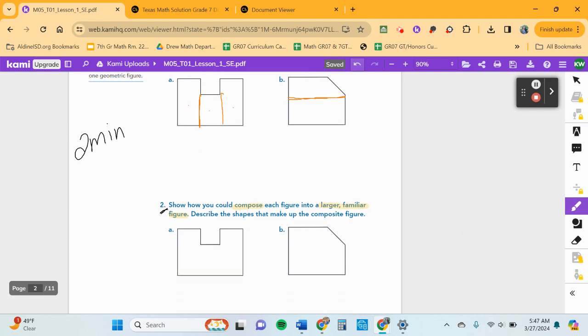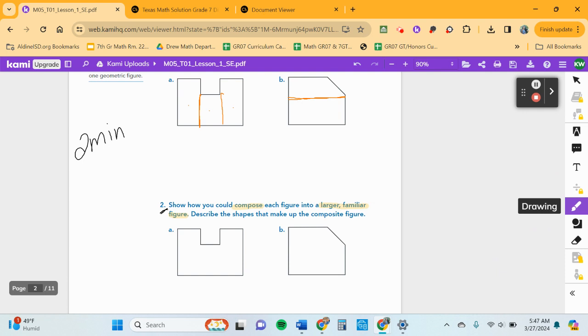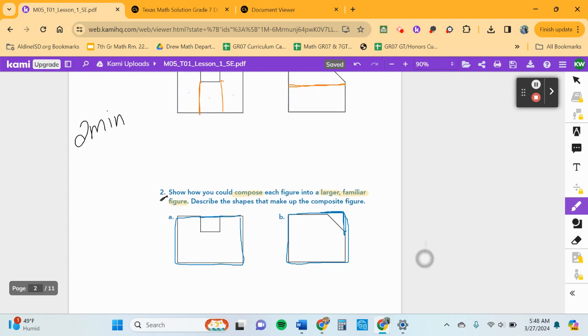For number 2, we are composing it, so we are making it bigger by adding lines. I would add a line here, and that creates a larger rectangle. For B, I can draw my lines here, and by drawing that triangle in the corner, again, I was able to form a larger rectangle. Alrighty, pretty simple. Let's move on.